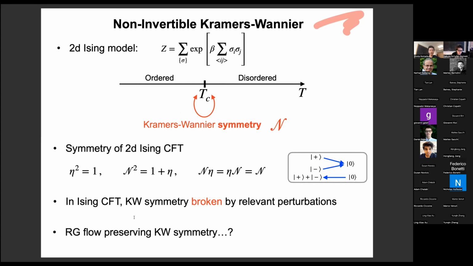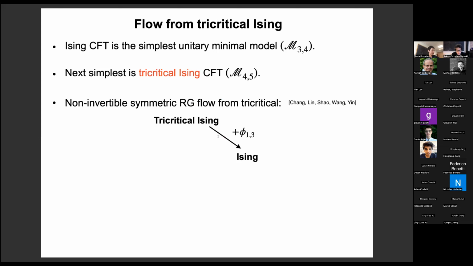And then you can ask, what is the simplest RG flow preserving this Kramers-Wannier duality symmetry? And for that, you don't actually need to look very far. You just need to notice that Ising CFT is the simplest unitary minimal model, M3,4. As soon as you look at the next simplest one, which is called tricritical Ising CFT, you find the RG flow which preserves the symmetry. And so this flow was very much well understood.